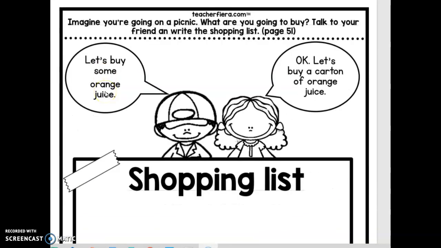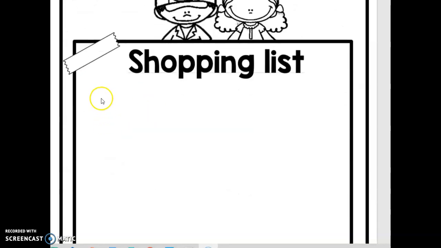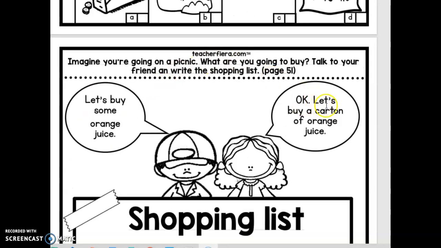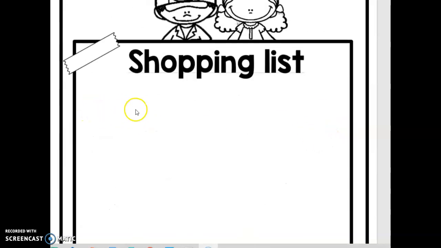And then look at this. Imagine you are going on a picnic. What are you going to buy? Okay. Talk to your friend and write the shopping list. Okay. So the friend says, let's buy some orange juice. So you put here in your shopping list, some orange juice. Or you want to put, okay, let's buy a carton of orange juice. So you put a carton of orange juice.